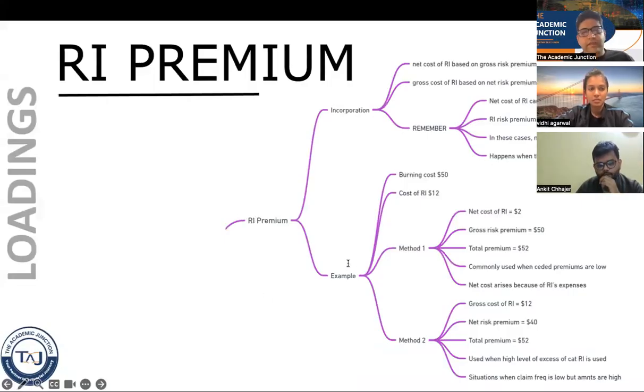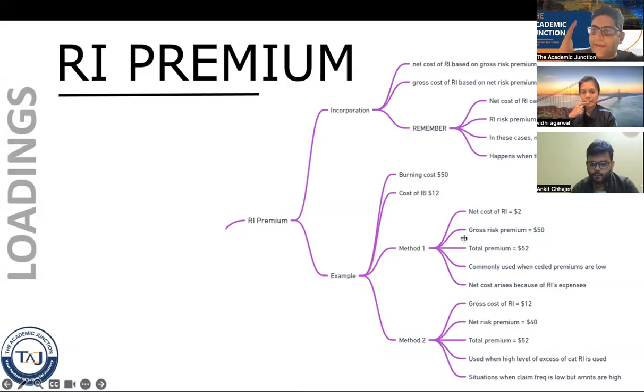And both these methods effectively arrive at the same result. So I'm going to show you how as well, right? The first one is basically RI loading by adding the net cost of RI based on the gross risk premium, right? The second one is gross cost of RI based on the net risk premium. So what is gross risk premium and what is net risk premium?